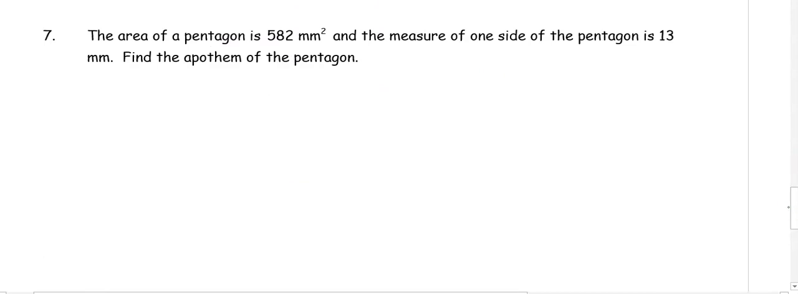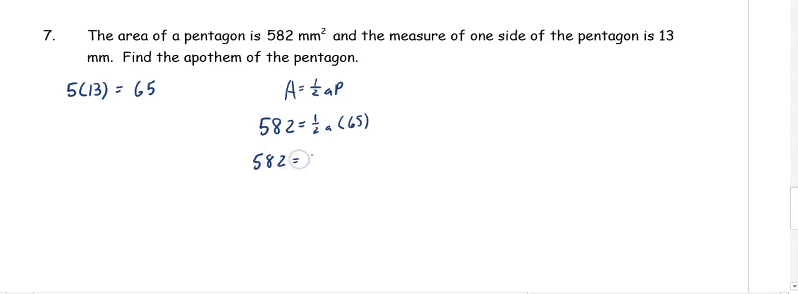In number 7, the area of a pentagon is 582 millimeters squared, and the measure of one side of the pentagon is 13 millimeters. Find the apothem of the pentagon. So we know area is equal to 1/2 apothem times perimeter. We don't know the perimeter, but we can find it easily because there are 5 sides times the side length of 13 is 65. So we have 582 equals 1/2 apothem times 65. Half of 65 is 32.5.